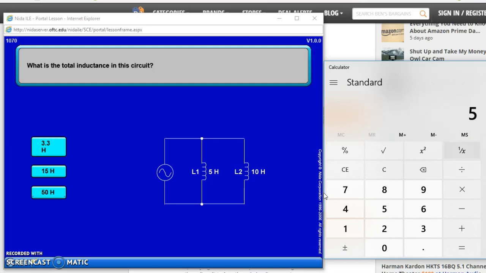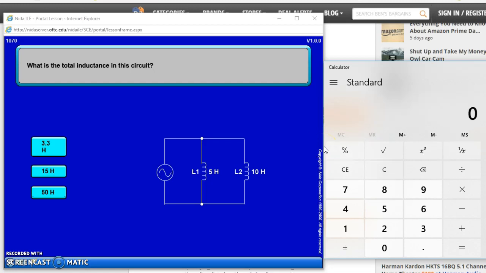So I'm going to say 5 reciprocal plus 10 reciprocal equals, and I'm going to reciprocate that, and that looks a little better. I came up with 3.3333, so forth. So that looks more like what we would want.